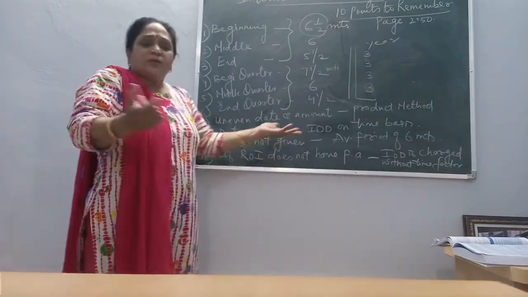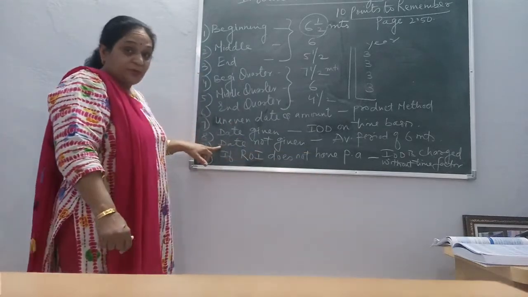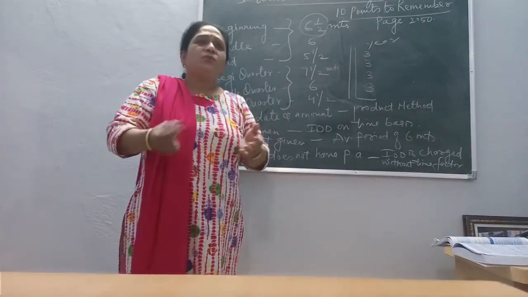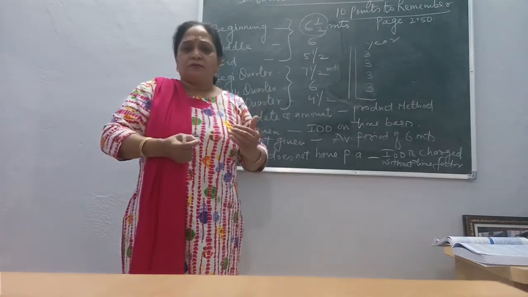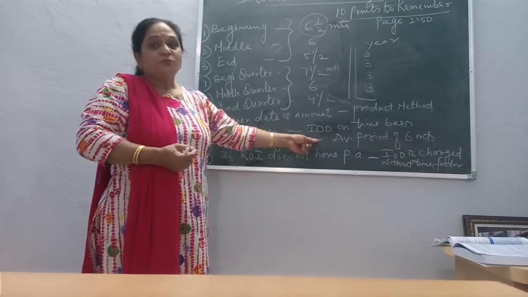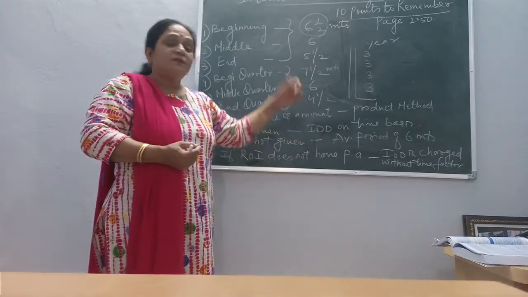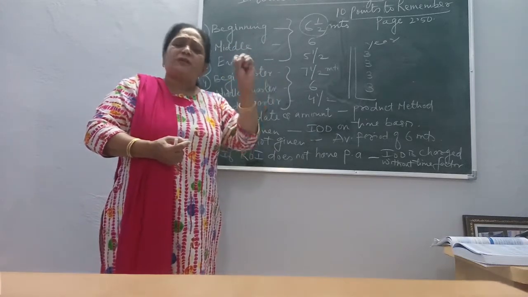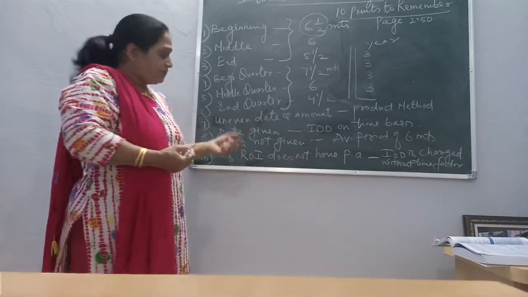The 9th point I am explaining: if the date is not given in the question, if it is only said that the partner has withdrawn so much amount during the year, interest will be charged for an average period of 6 months only. At that time you are not following the time period basis. That is for an average period of 6 months, because you don't know when the partner has made the drawing.